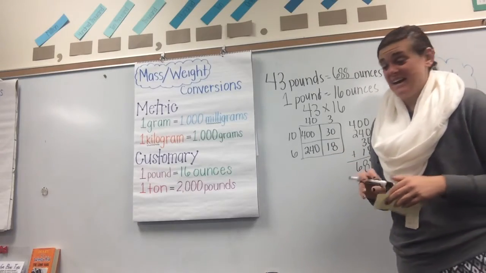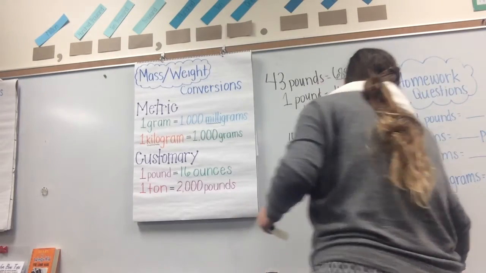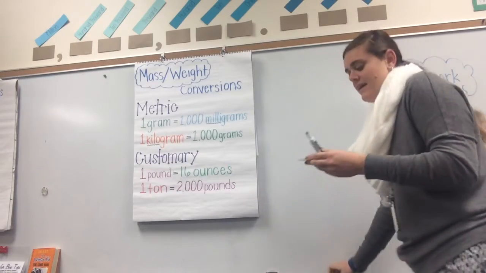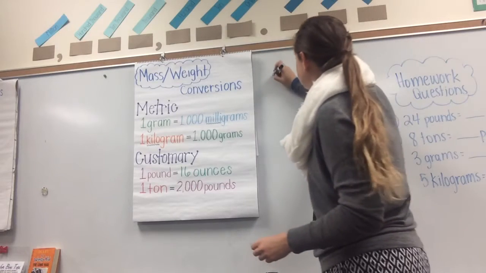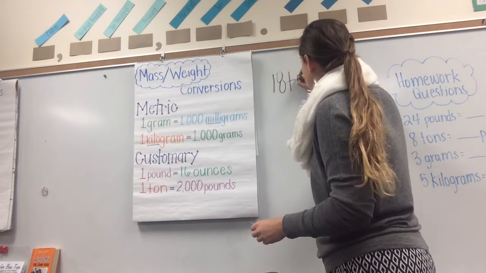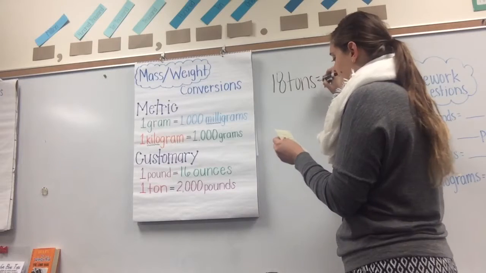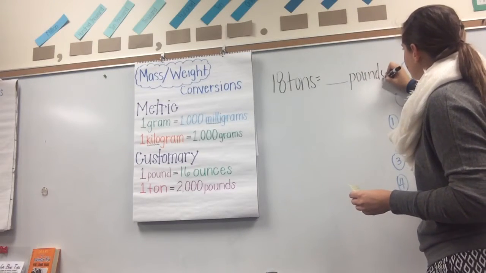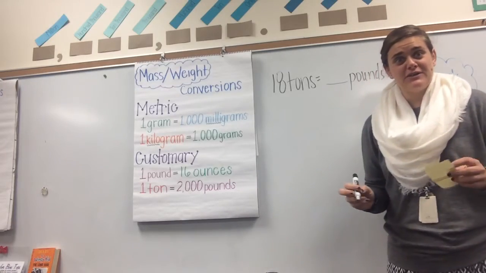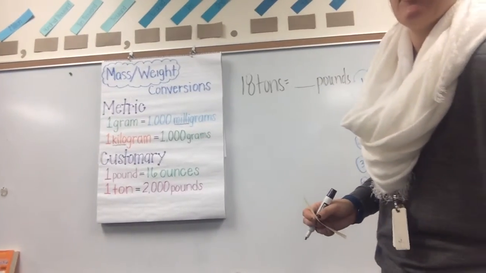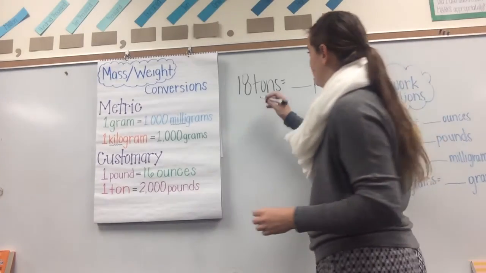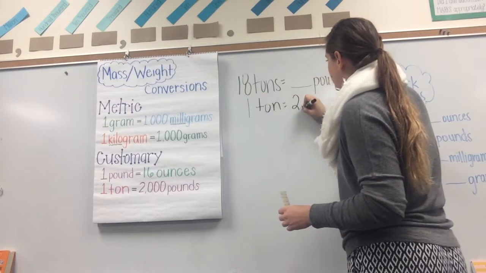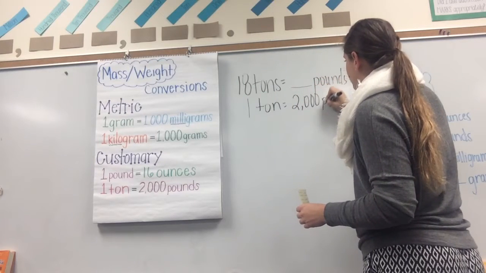All right, now we're going to try another problem. If I have 18 tons, and that equals blank pounds. Again, this is the customary unit of measure that we're using with tons and pounds. So therefore, I need to use this equivalence. So 1 ton equals 2,000 pounds.